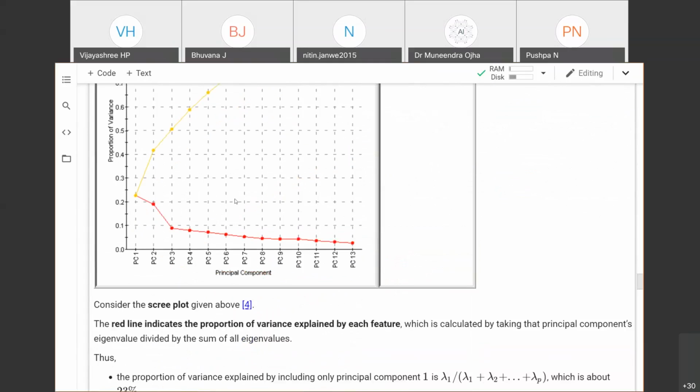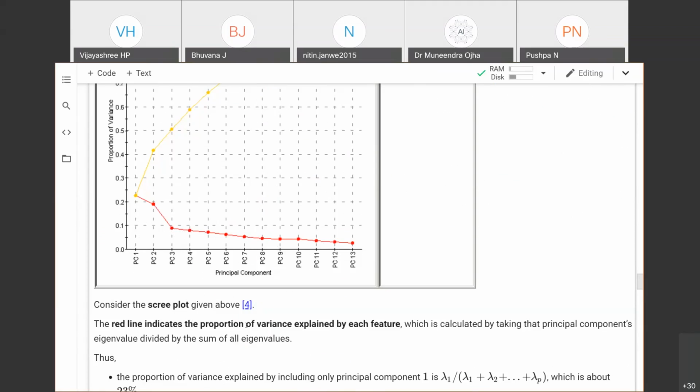Like over here, you see a scree plot given above. The red line indicates proportion of variance explained by each feature. You see the first feature, PC1, explains the maximum variance, then the second one, and then there is a sharp decrease after PC2 and PC3. However, from PC3 we see a very small change, although if we compare PC3 versus PC13, definitely there is a significant difference. However, still the gradual change is very minimal.